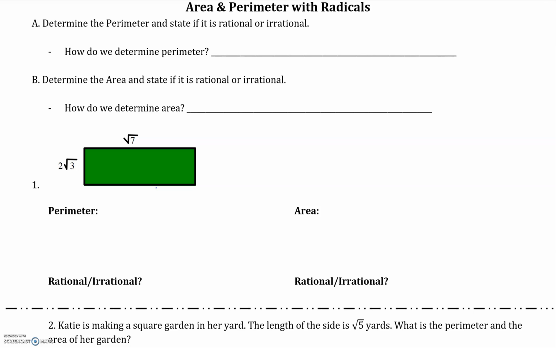So remember, when we are trying to find perimeter, it's all the sides added up together. So it's the distance around all the sides. So let's just write all sides added together. Okay, if you want to put that it's the sum of all the sides, sum means you're adding. I'm just spelling it out so it's very clear. Okay. How do we determine area?